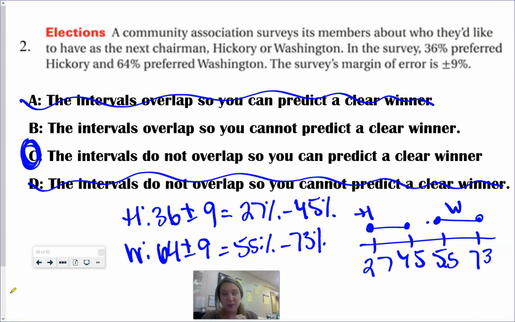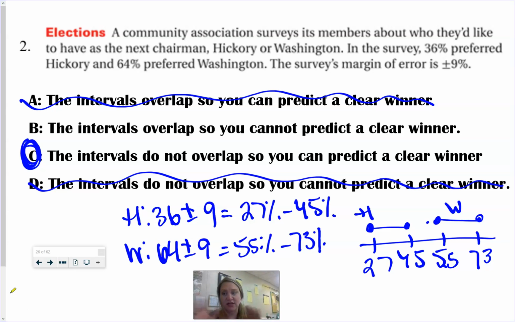All right, so this one kind of worked out just like last time. We have our intervals. Again, without the number line, I can tell that Hickory's maximum possible percentage is 45%, and Washington's minimum possible percentage could be 55%. That's a 10% difference. So there's no way possible that Hickory could ever win over Washington, because his maximum is still lower than Washington's minimum. But again, number lines, visuals are great. If I do my number lines, I see there's a clear difference between the two. They are not going to overlap.